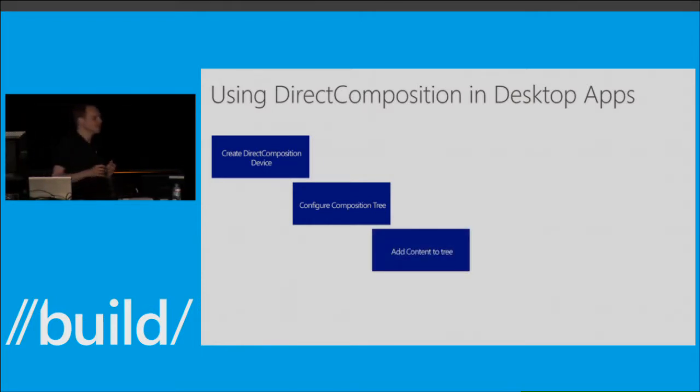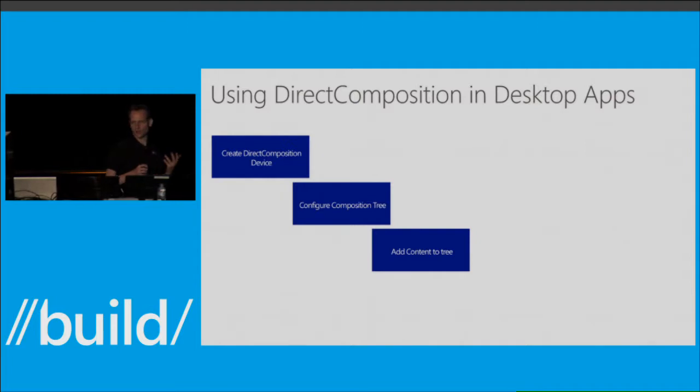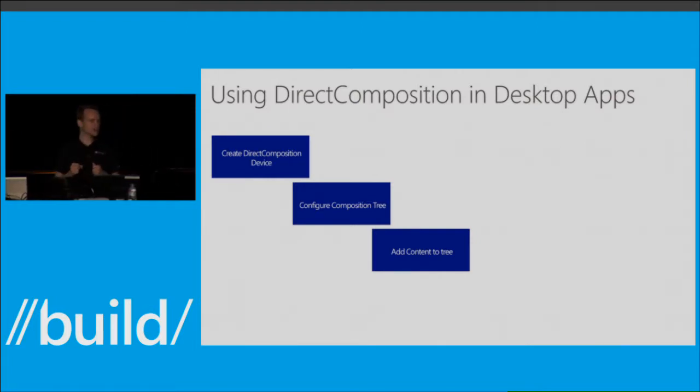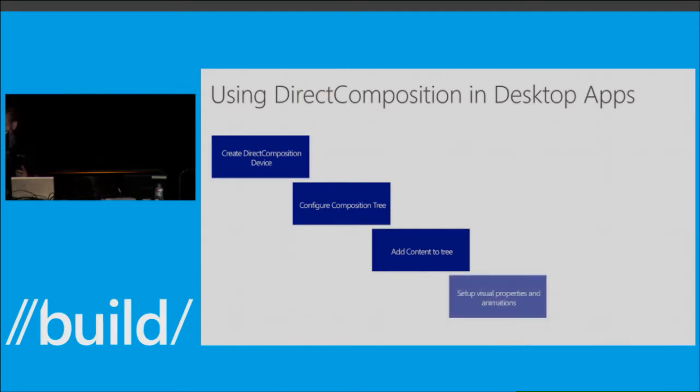The next thing that we need is to actually render stuff and get it on the screen. And so we need to add content to our tree. And this is where we think about, well, is it bitmap content? Is it a swap chain for video? What kind of content is it? Well, direct composition supports a whole bunch of them. And you essentially need to add them to your tree, associate them with that structure, and then they'll get displayed.